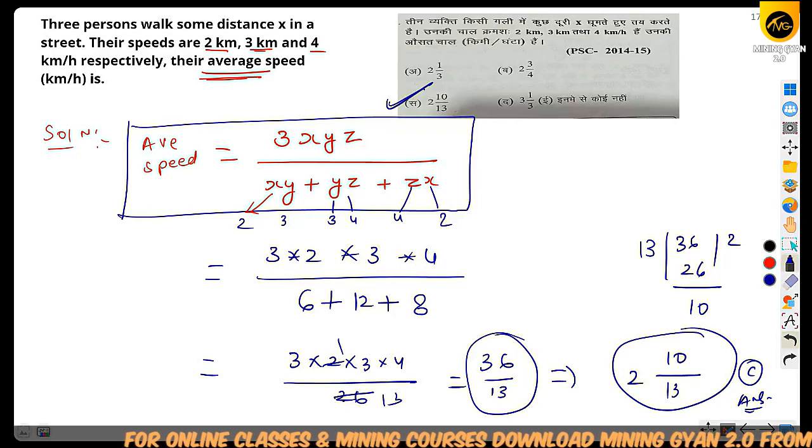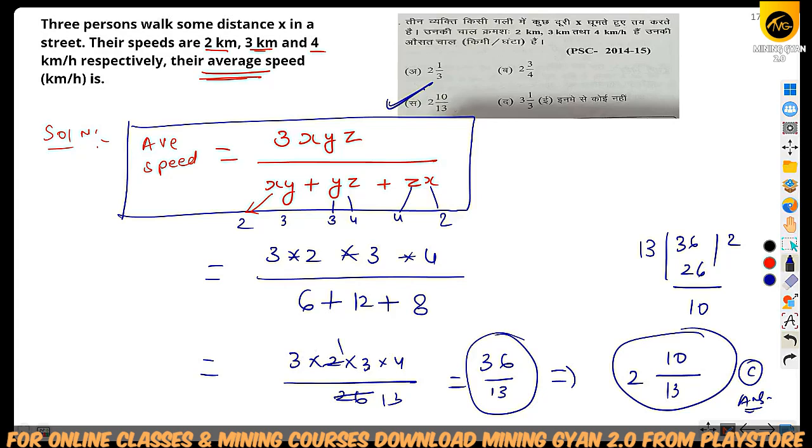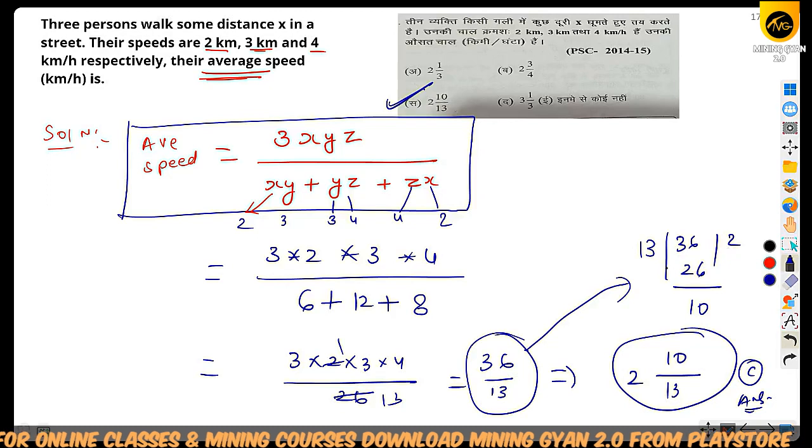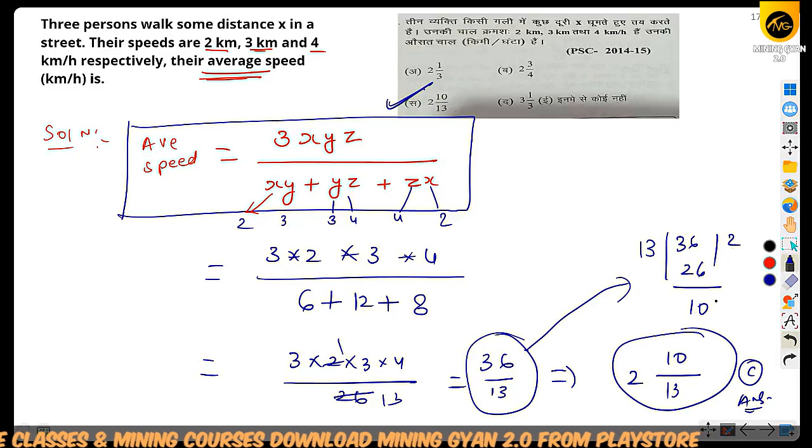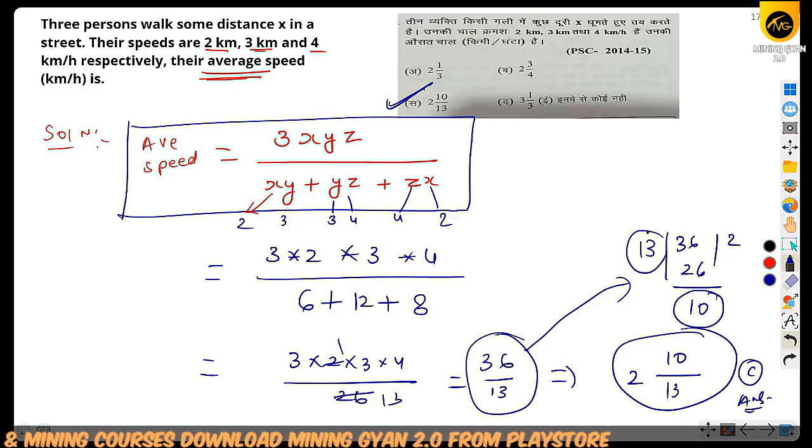So 2 and 3 26 को हम cancel करा सकते हैं, so it will be 3 into 3 into 4, that means 36, divided by 13. So now we have to convert into the mixed fraction. Basically the process to convert to a mixed fraction is just divide by 13. 36 divided by 13: 2 times 13 is 26. The remainder will be 10, the divisor is 13 and the quotient is 2.